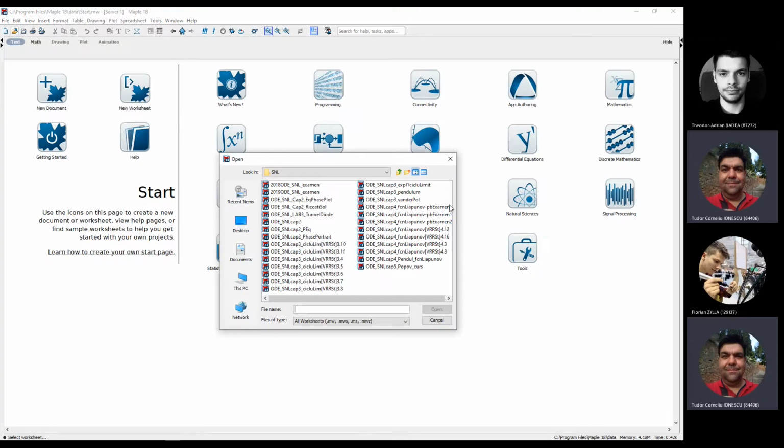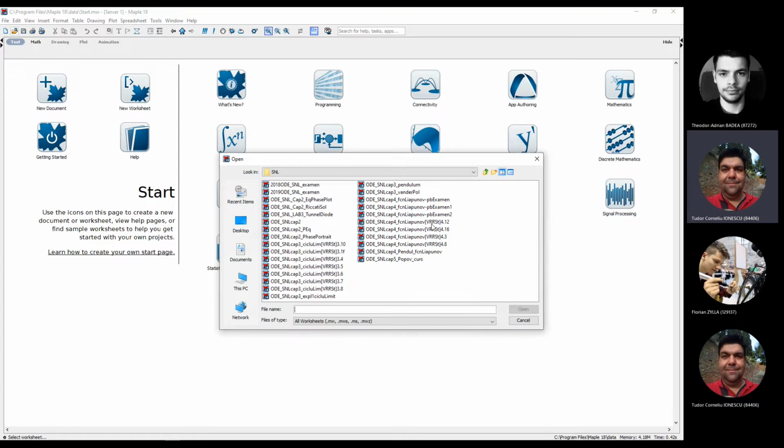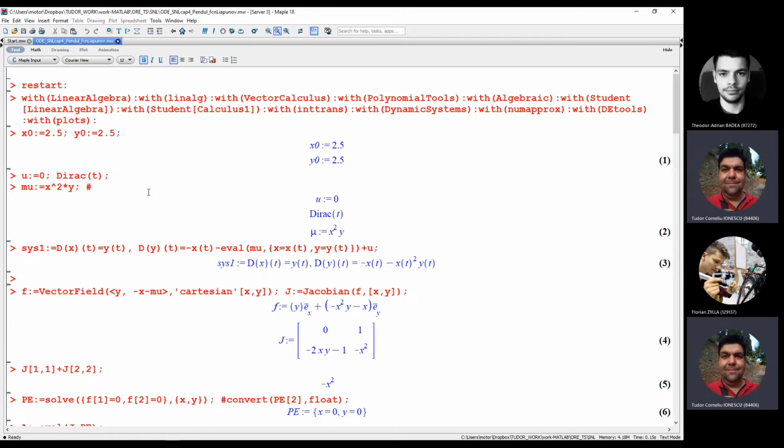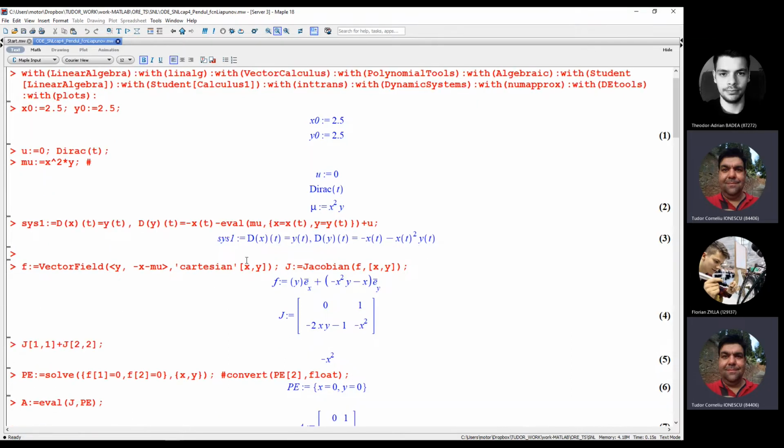Okay, so Lyapunov functions. We have some problems here. Lyapunov function for the pendulum. Let's have a look. So we've got this system. This is not the pendulum. I'm not sure why this is called pendulum here. But we've got this polynomial system. If you look, x dot is y and y dot is minus x dot minus x square y. This is a polynomial.